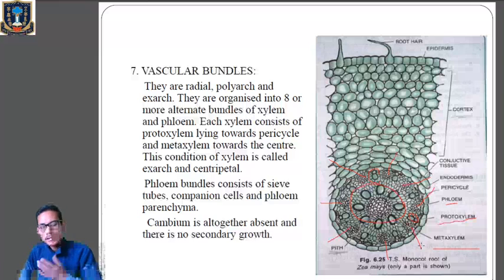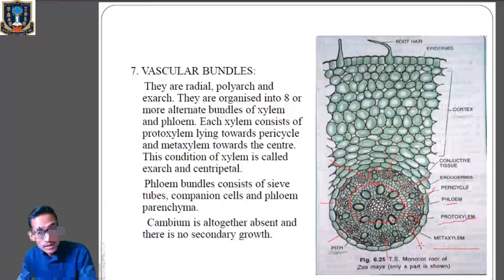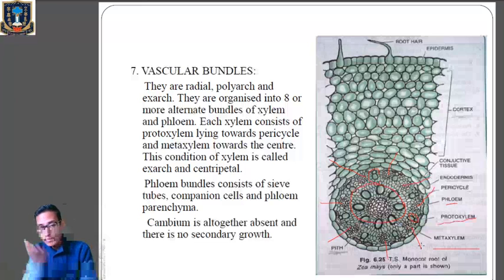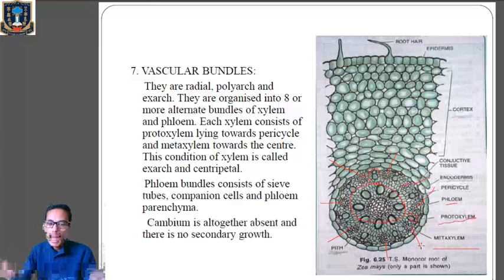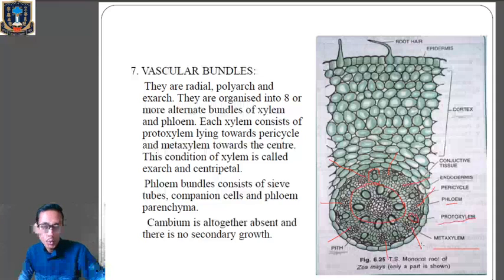roots. And each xylem is mainly composed of protoxylem and metaxylem, and we have told you that protoxylem lies towards the periphery, towards the pericycle, and metaxylem lies towards the center, and such type of arrangement is called exarch and centripetal. Okay, and like that of the dicot root, here also the phloem is mainly composed of sieve tubes, companion cells, and the phloem parenchyma. Now in case of monocot root, cambium is absent and there is no secondary growth, but in case of dicot root we are finding the cambium and we are also finding the occurrence of secondary growth, but in monocot root we don't see the presence of cambium, so there is no secondary growth also.